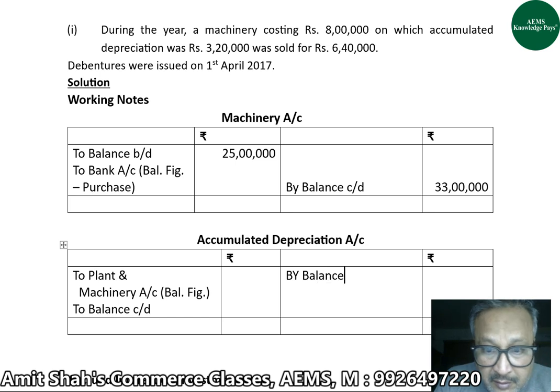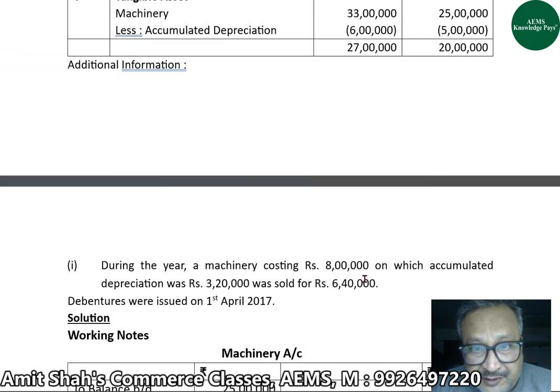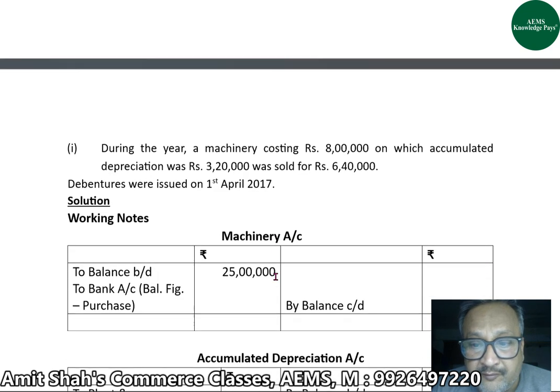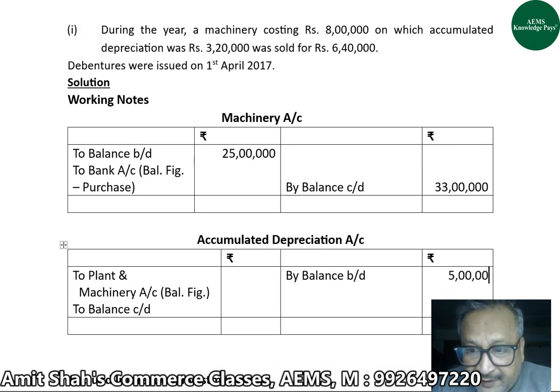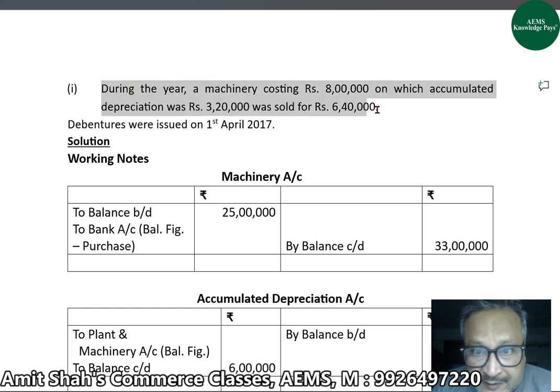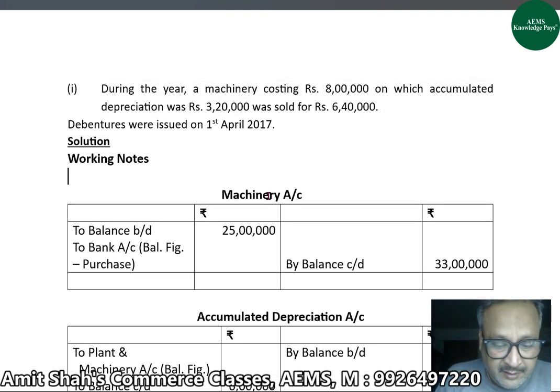Now, opening and closing balance of accumulated depreciation account, and that is 5 lakhs and 6 lakhs respectively. So here 5 lakhs, here 6 lakhs. Now what they have given us about machinery account is that machinery costing rupees 8 lakhs, on which accumulated depreciation was 3 lakh 20,000, was sold for rupees 6 lakh 40,000, right?